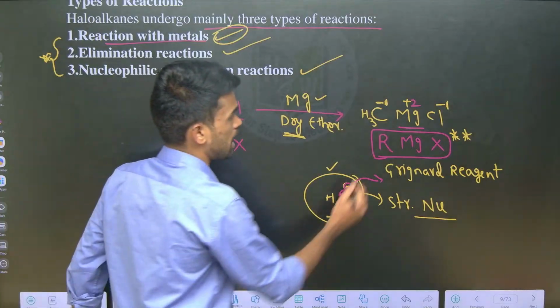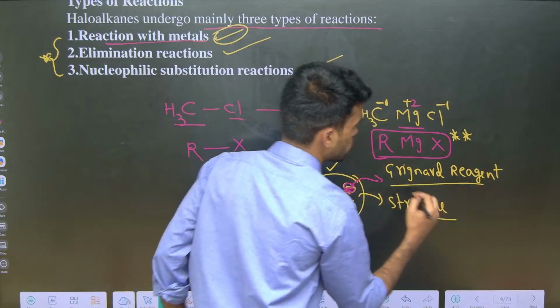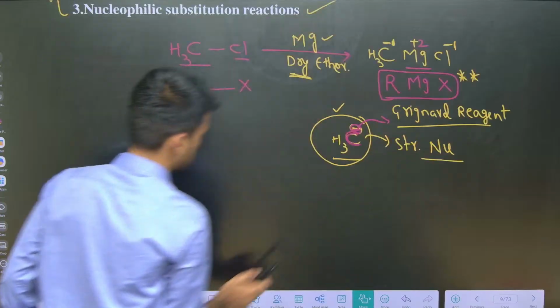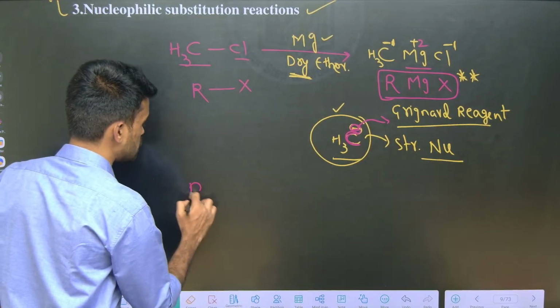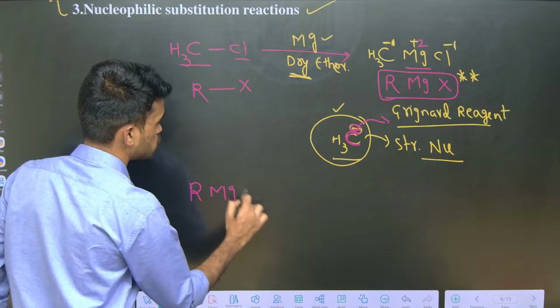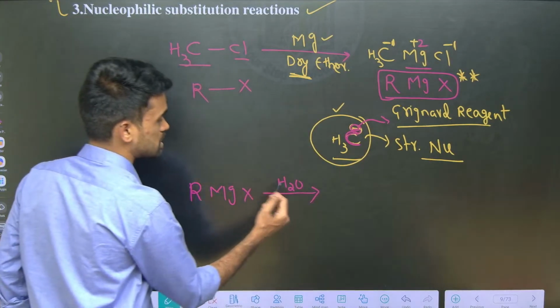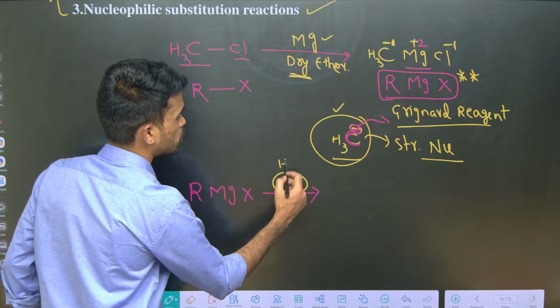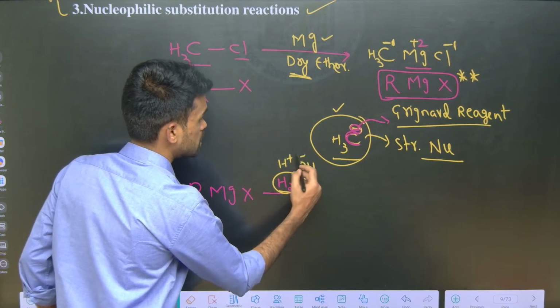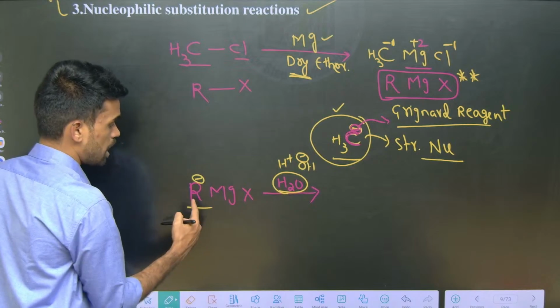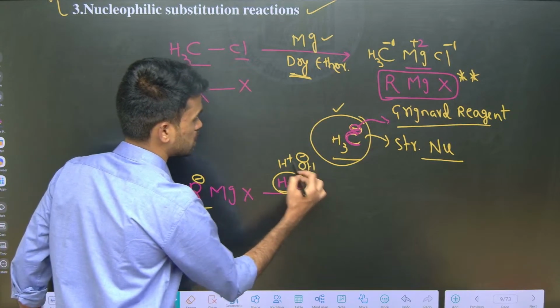Okay, so now it can act as a good nucleophile and good base. Let me show you some examples. When you add Grignard reagent, RMgX, to water, what happens? Water is a weak electrolyte, so it produces H plus and OH minus. See, our R minus is a carbon with negative charge, and OH minus has a negative charge.